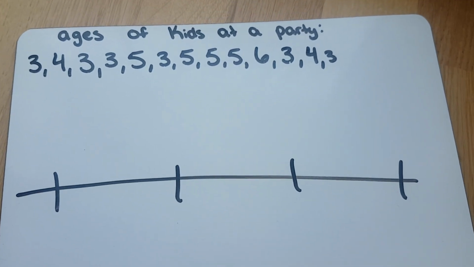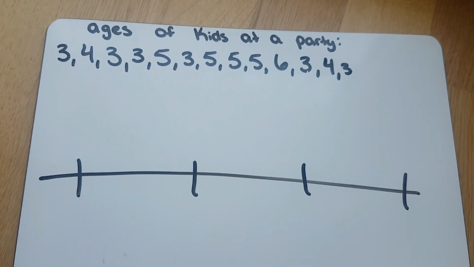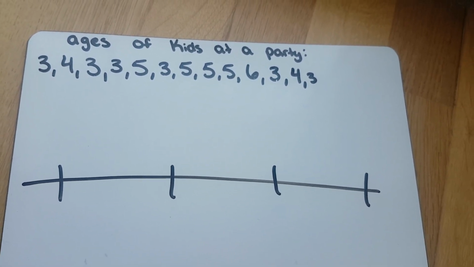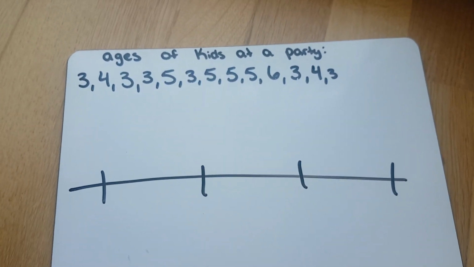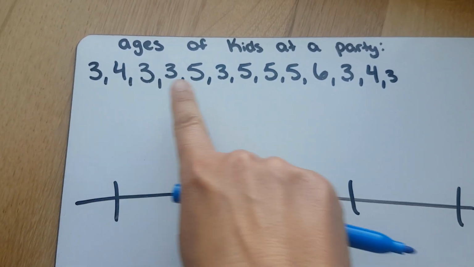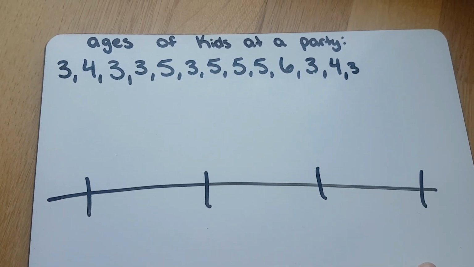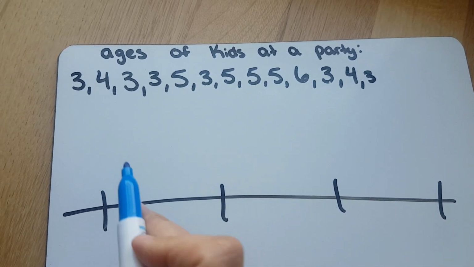All right, yesterday we started talking about line plots and we were using fractions. So today, let me back up a little bit and let's try looking at this with whole numbers to make this make a bit more sense to you. So here I have ages of kids at a party. I would like to plot them on my line plot. This is kind of like my graph.